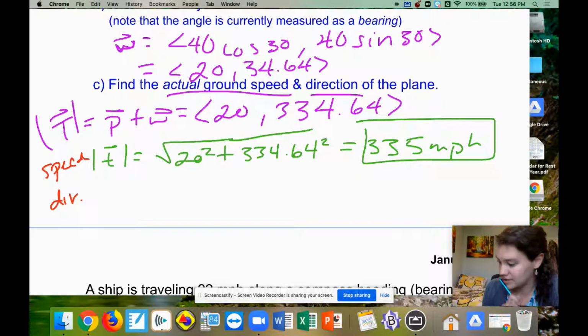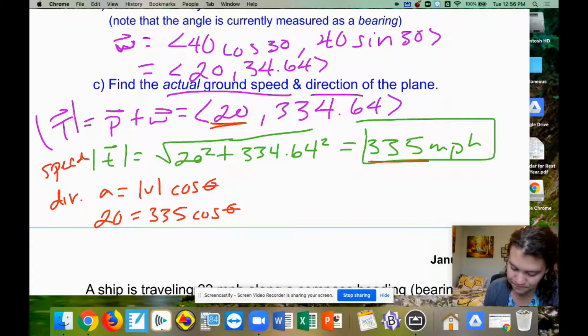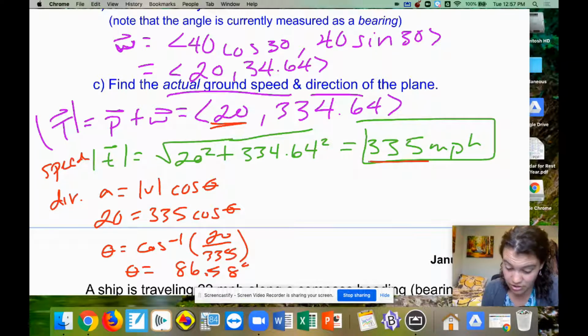You want to take this, again, this is where I do the cosine, but you could do cosine or sine. So A is equal to the magnitude cosine of your angle. So A is 20, magnitude is 335, cosine of theta. So theta is cosine inverse of 20 over 335, or this will give me a direction of 86.58.